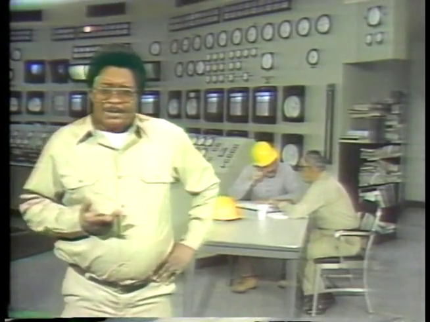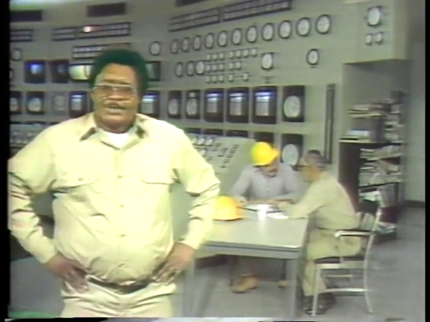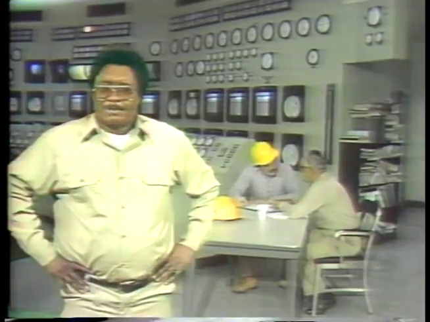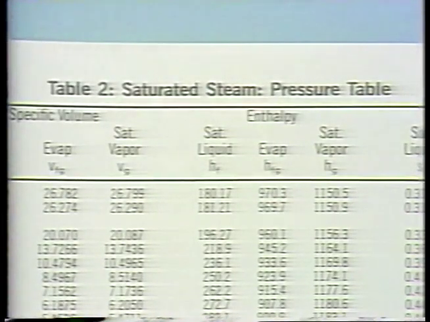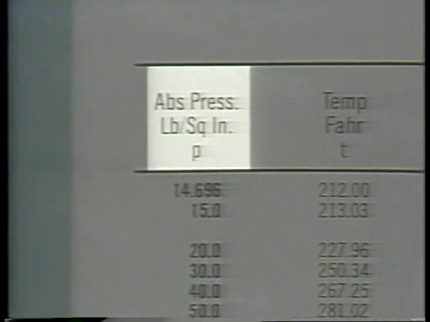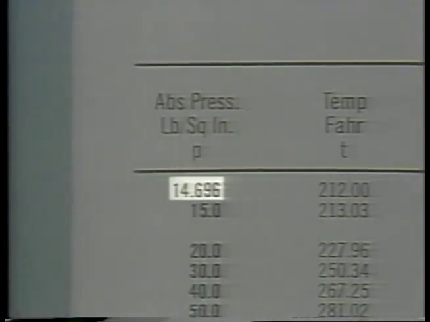Now that we've looked at Table 1, let's take a quick look at Table 2, entitled Saturated Steam Pressure Table. In this table, you have the values for the conditions associated with pressure. Table 2 is arranged in a similar manner as Table 1, except for the first two columns and the last column. The first major heading in Table 2 is absolute pressure in units of pounds per square inch. Again, the symbol used in this column to identify pressure is the small letter p. We'll use atmospheric pressure, 14.696 or 14.7 psia as our example.